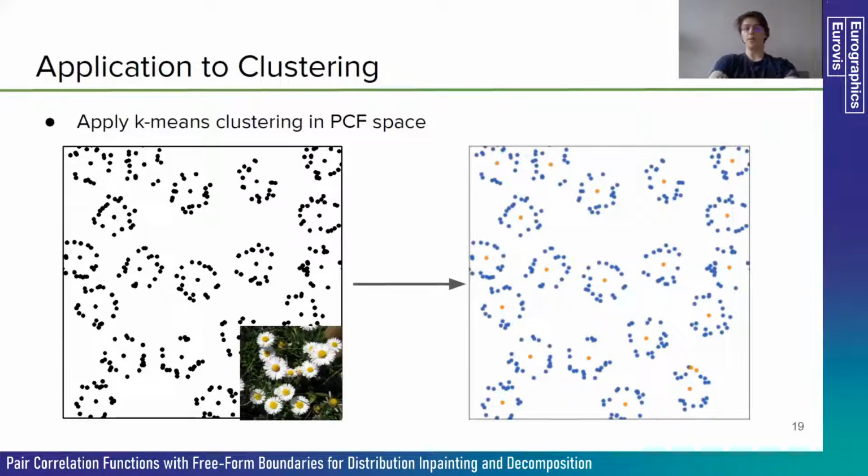And we do so by computing the PCF of each point in the input dataset, and then applying two-means clustering in pair correlation space. Using our PCFs, as you can see, we retrieve very well the centers in orange and then the petals in blue. And then we can use previous methods in order to analyze the relationships between the two distributions for the synthesis.